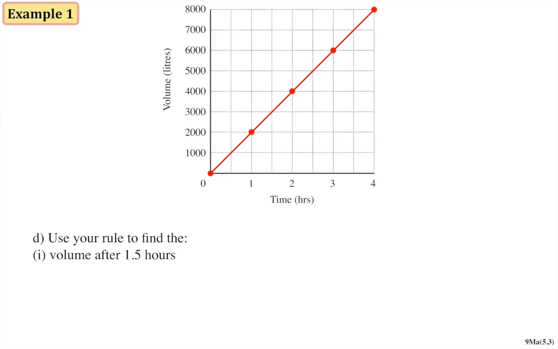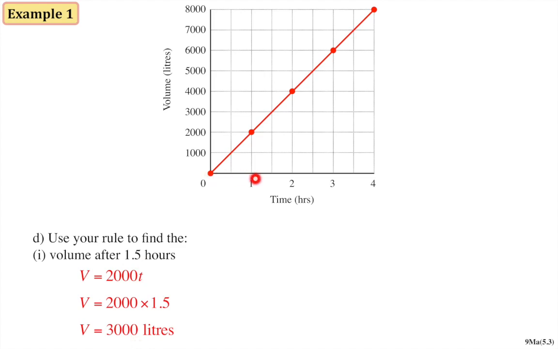Part D says, use the rule to find the volume of water after 1.5 hours. Well, there's our rule. So that's going to become volume equals 2,000 times 1.5 because time is now 1.5 hours. Put that into your calculator. After 1.5 hours, you'll have 3,000 litres.